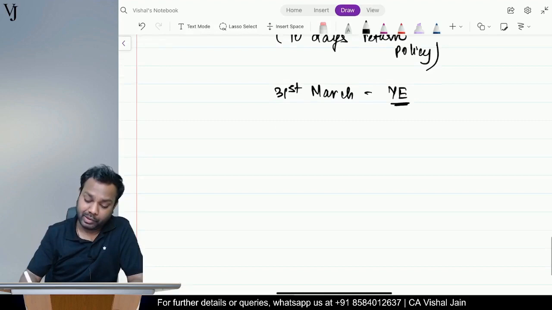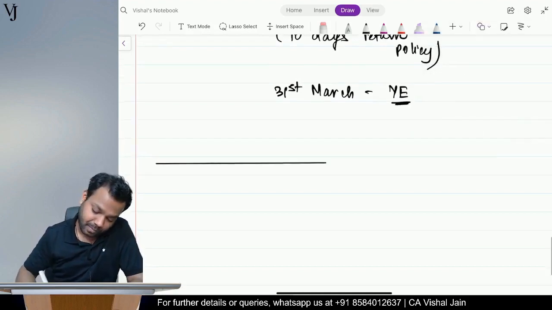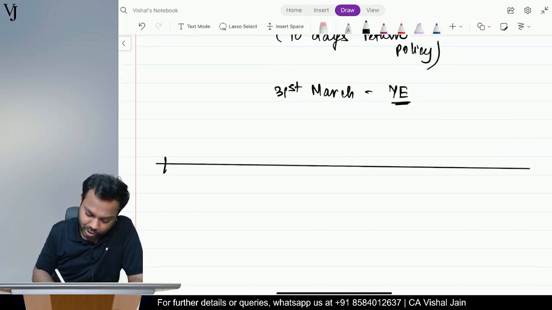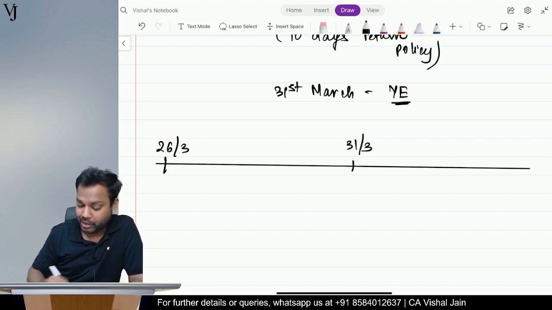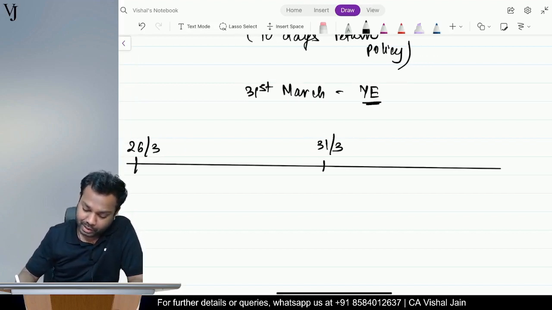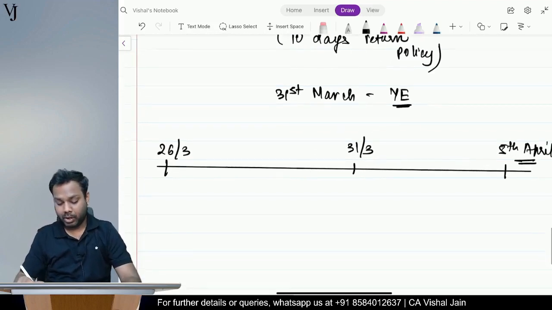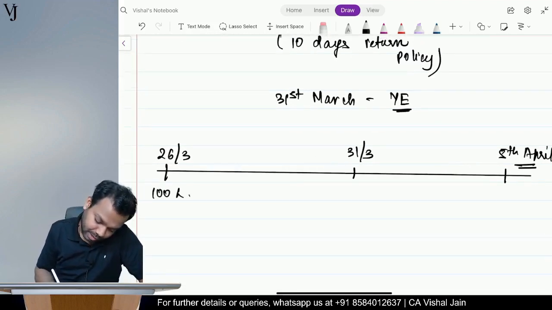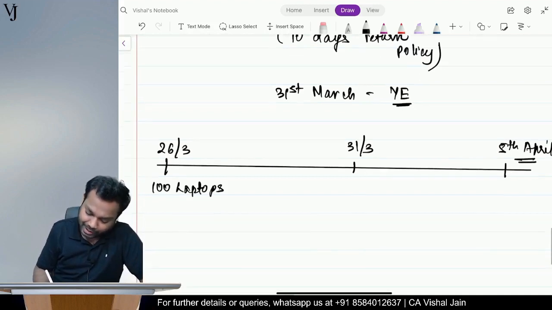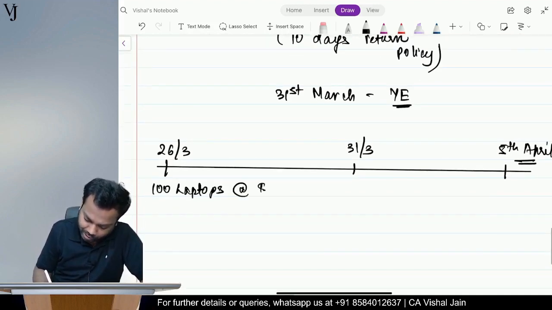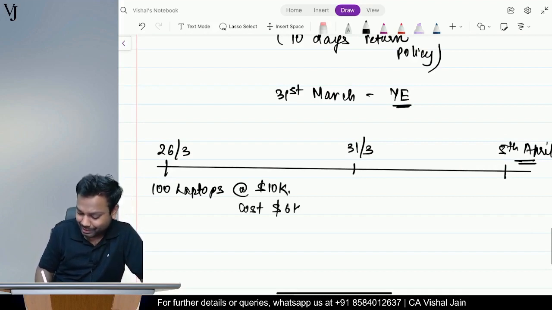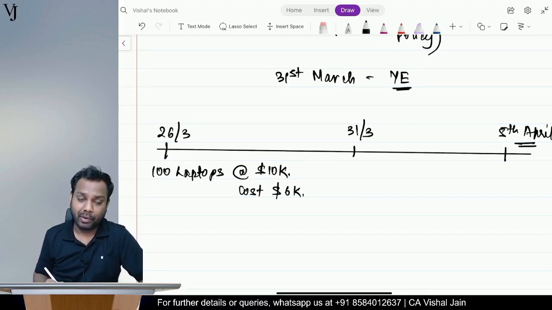Now think of this scenario and understand. Sale happens on 26th of March. Now on 31st of March I have the year end, and the return can happen within 10 days, meaning by 5th of April a return can come. Amazon sold 100 laptops, priced at $10,000, the cost of which is $6K for Amazon.